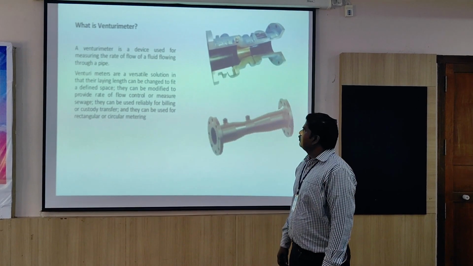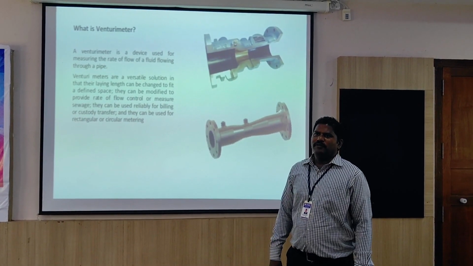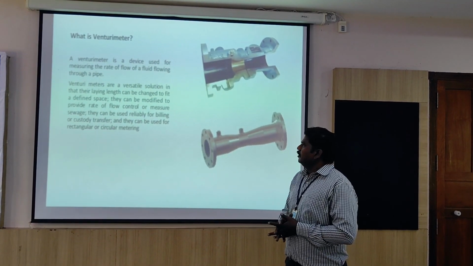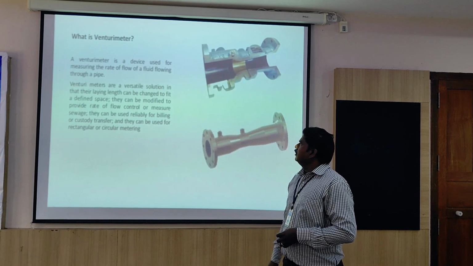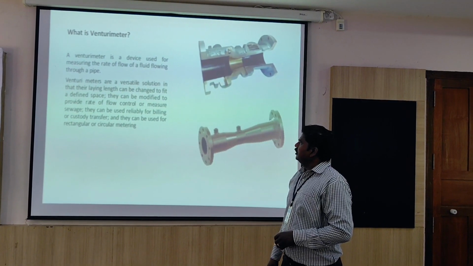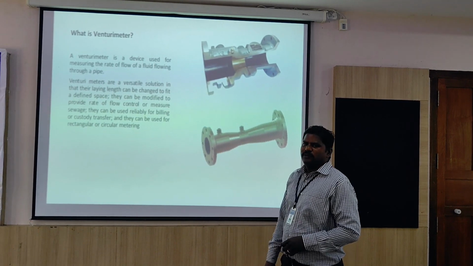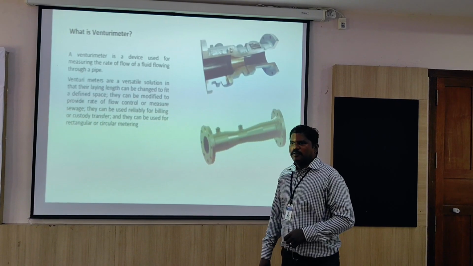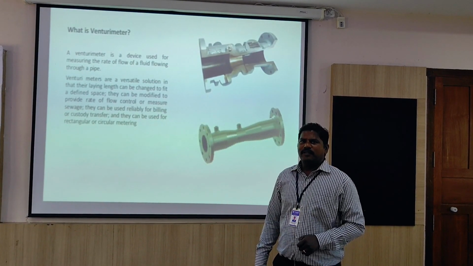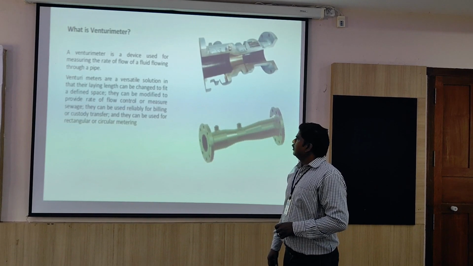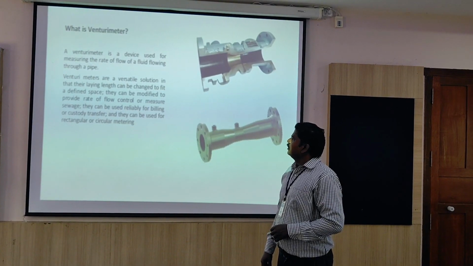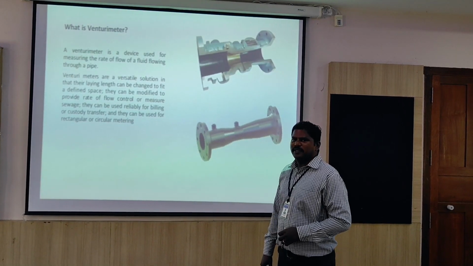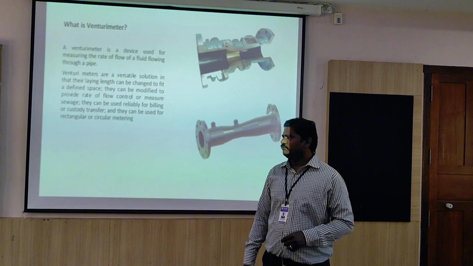Venturimeter is a device used for measuring the rate of flow of a flowing fluid. Whatever may be the fluid, we can measure the rate of flow by means of Venturimeters. They are versatile solutions in that their length can be changed to fit a defined space, and they can be modified to calculate the rate of flow or measure seepage. They can be used reliably and for rectangular and circular fittings.